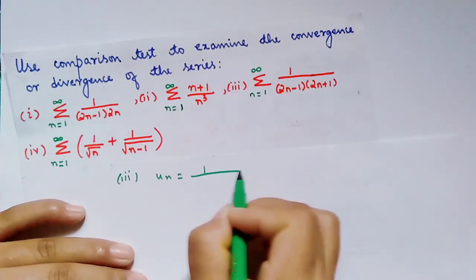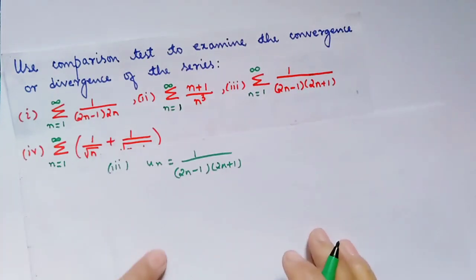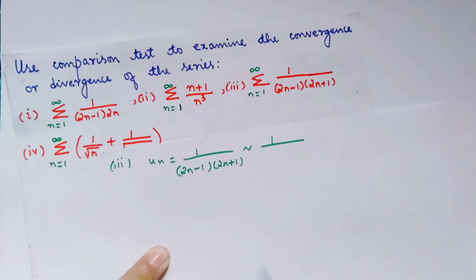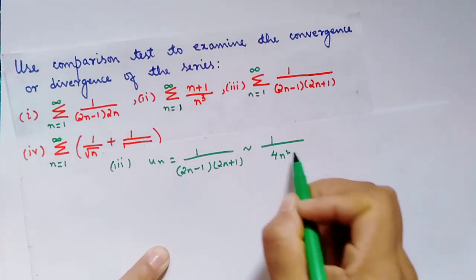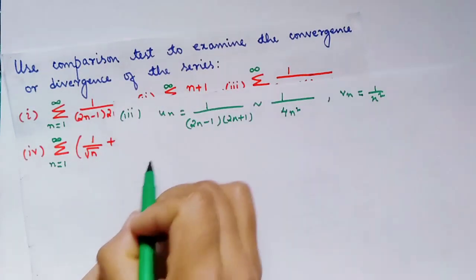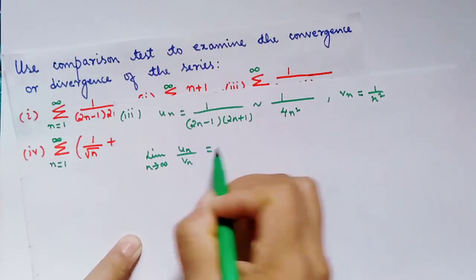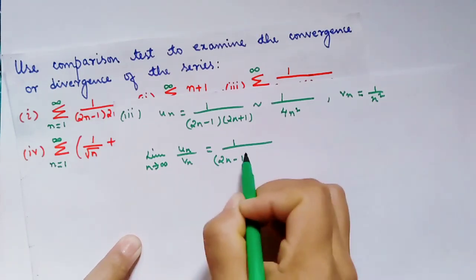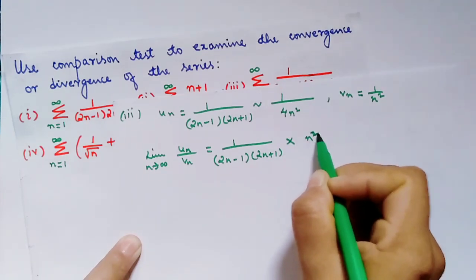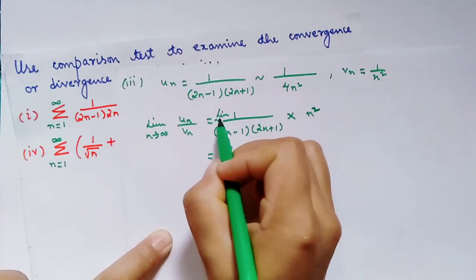Un from there is 1 upon (2n minus 1) into (2n plus 1). Okay, so this one is nearly the same as 1 upon 4n square. And we can find Vn from here, that is 1 upon n square. Okay, so take the limit n tends to infinity, un by vn, where un is 1 upon (2n minus 1) into (2n plus 1). So into n square we divide by vn, that is by 1 upon n square.